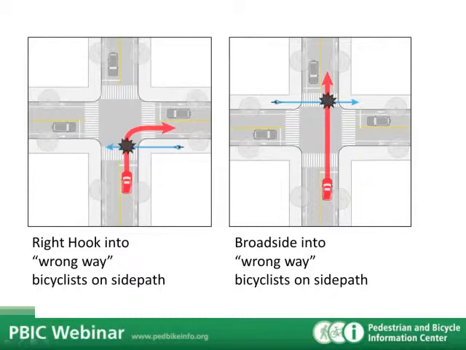Two common types of crashes that you'll find on side paths in particular are the right hook across a wrong-way bicyclist. It's the image you see on the upper left. A cyclist would be approaching from the driver's right. The driver's looking to turn right, but they may be looking left for a gap in traffic. Another very common crash is the broadside, where they're crossing the street, and the driver's looking for a gap in traffic, and a cyclist comes off the trail into their view.